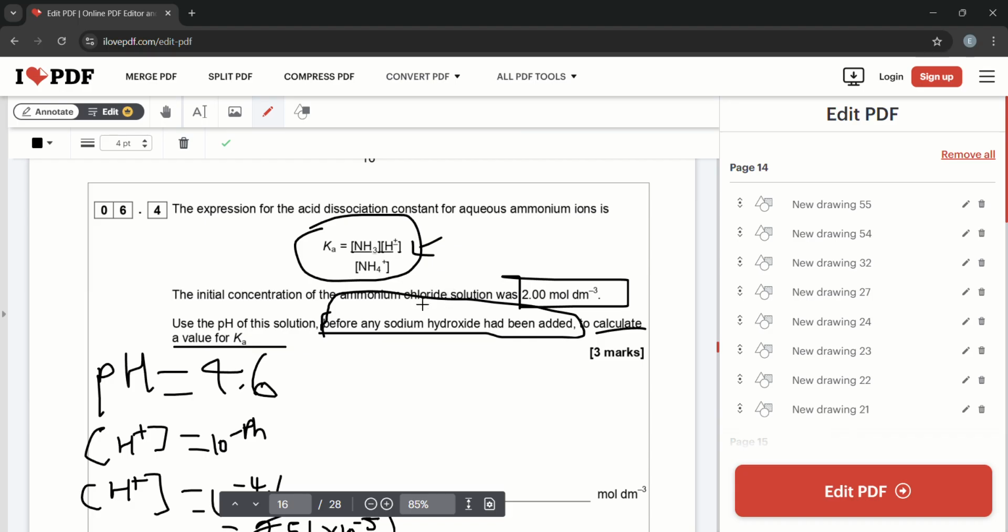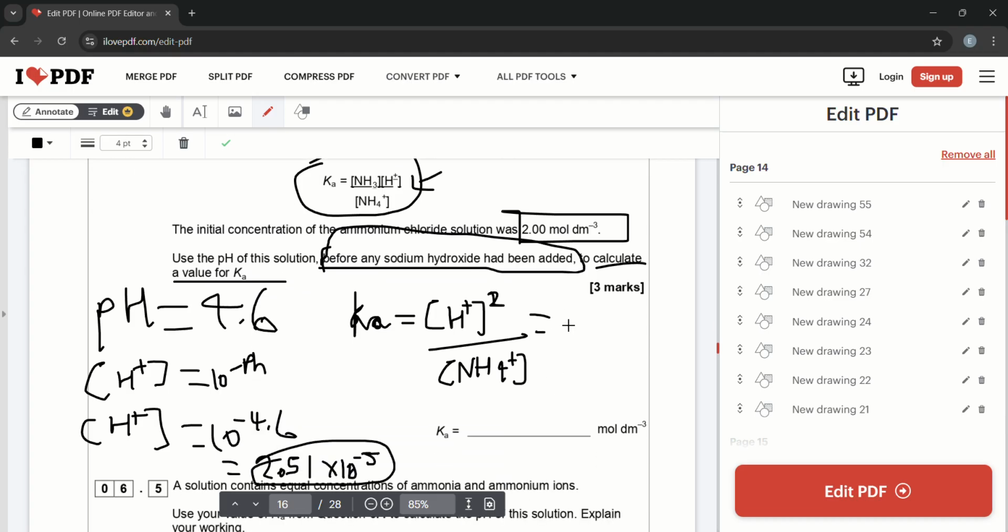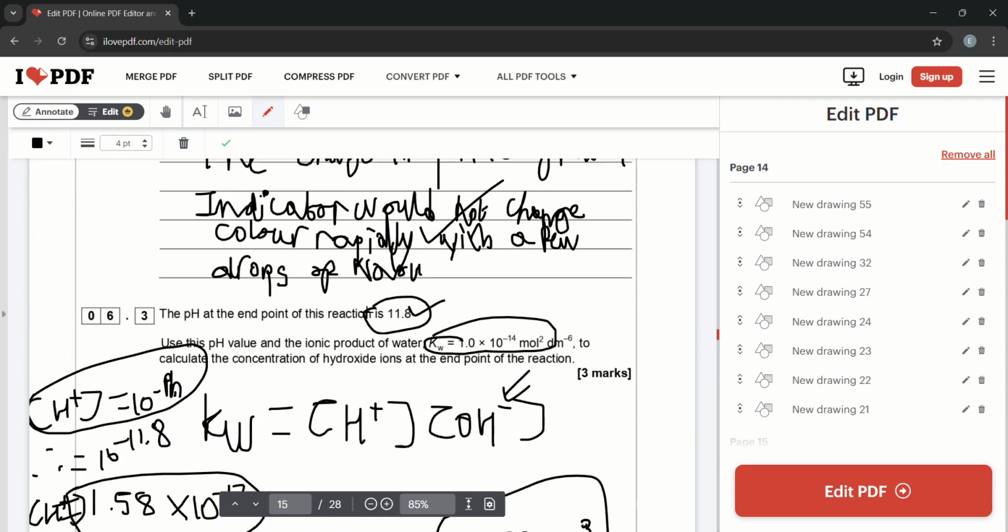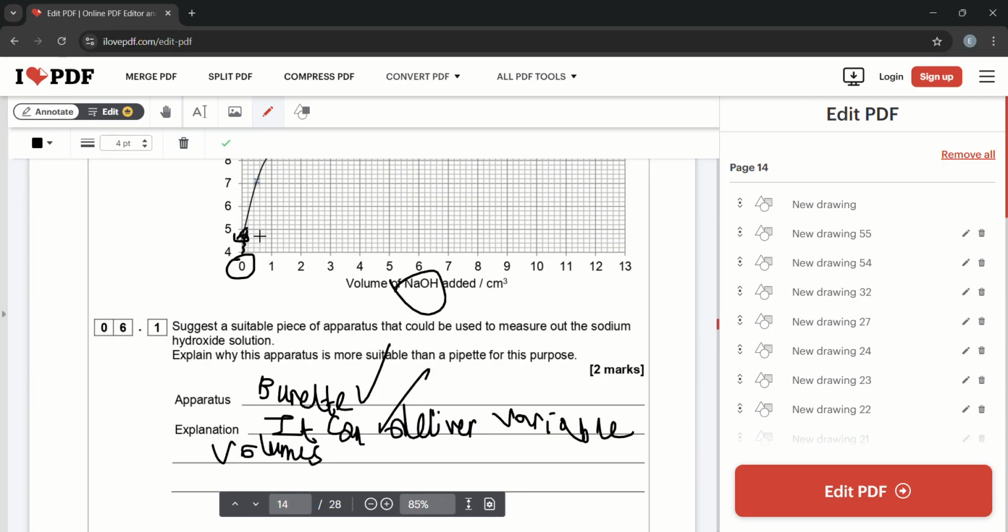But the assumption we're going to use is that Ka, instead of being equal to NH3 in square brackets times H plus, is going to be H plus squared over NH4 plus. That's the assumption we're going to make. And H plus we worked out using H plus equals 10 to the power minus pH, and we found the pH because the question said before any sodium hydroxide has been added, that's 0, and it reads a value of 4.6.